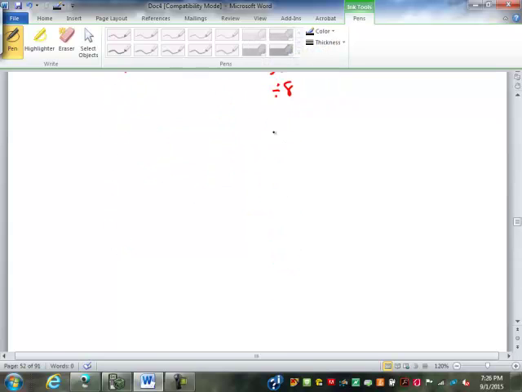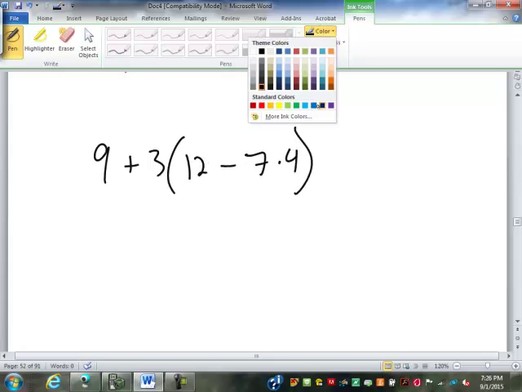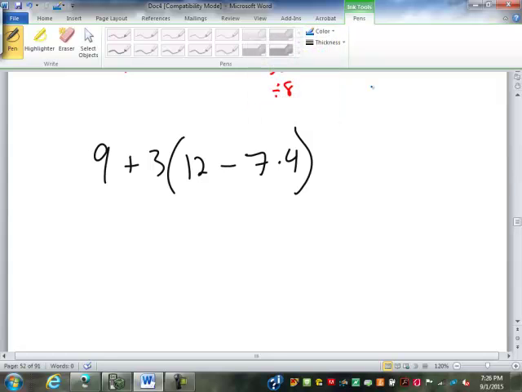We're going to have our order of operations. Stuff like 9 plus 3 times (12 minus 7 times 4). So what are we going to do here? What would we do first? So in the parentheses. In the parentheses, what do we have to do first? 7 times 4, which is 28.